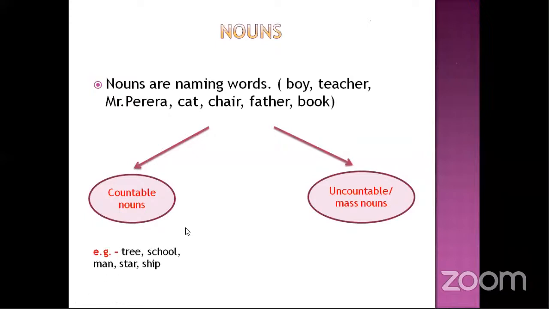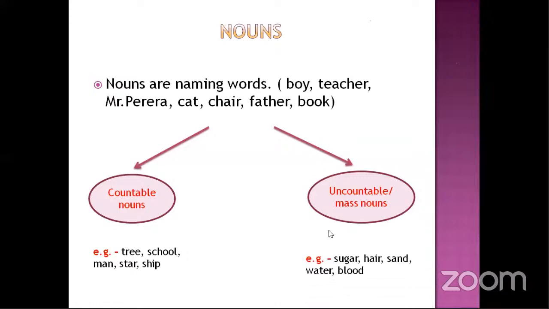Here are some examples: tree, school, man, star, sheep. That means we can count 1 tree, 2 trees, 3 trees, 10 trees. Likewise you can count school, man, and star: 1 star, 2 stars. You can say, I saw 2 bright stars in the night sky. Then what about uncountable nouns?